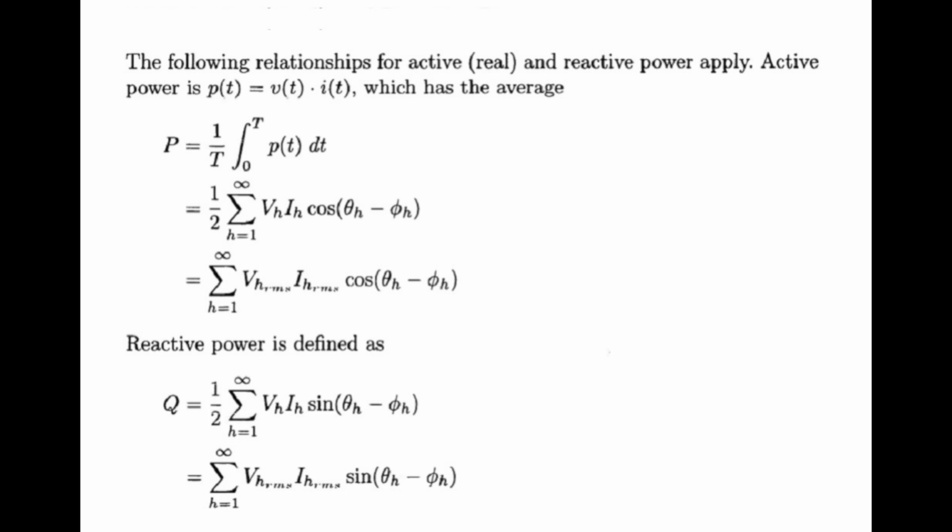Similarly, reactive power is defined as VI sin theta. So here it is Vh Ih sin of (theta h minus phi h), and here also the same thing: theta h is defined as the angle in case of the voltage waveform, and for the current it is phi h.